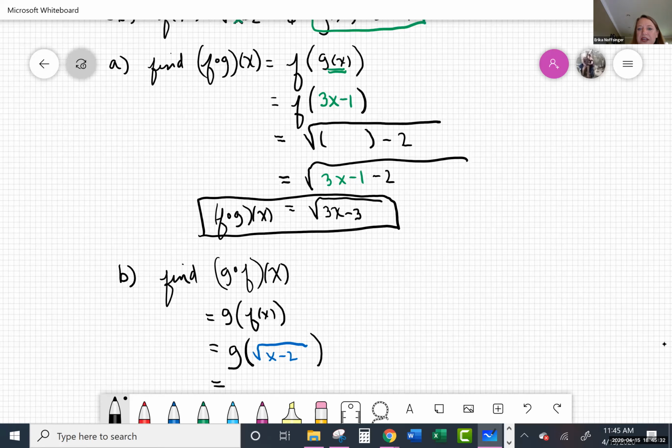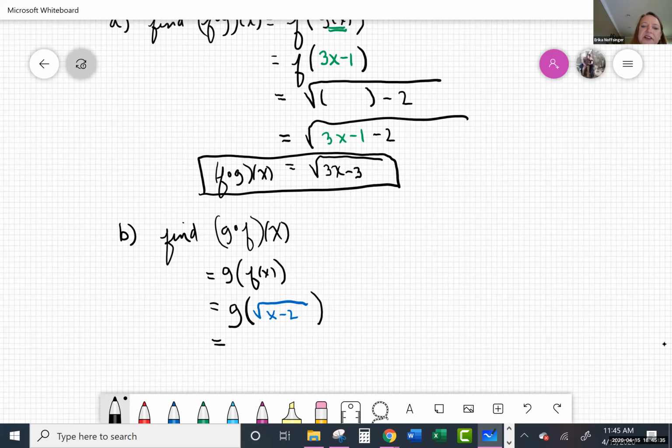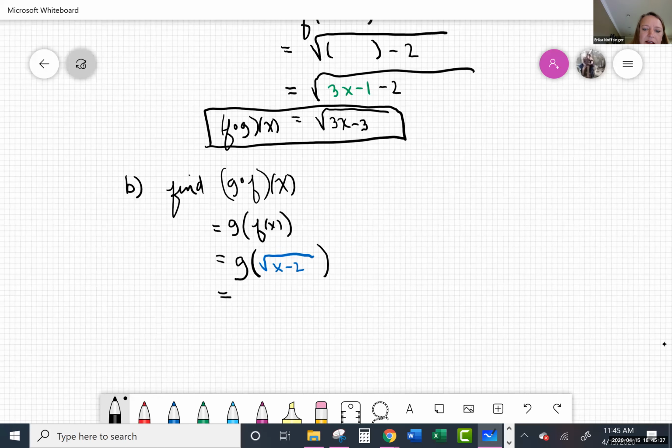Well, g of x was 3x minus 1. So let me just rewrite this. You have a 3. Let's put a parentheses wherever we see an x in g of x. So 3, you see an x there, put parentheses. And then we have a minus 1. Right? So go in, plug in what f of x is. f of x is square root of x minus 2.